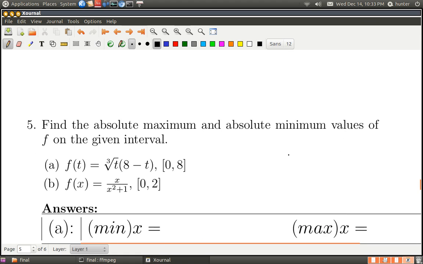Now what I do is I take my list of critical points, which includes 0 and 2, and I combine that with my set of endpoints, and I check the value of the function at each of those. So I need to check just 3 values here: f of 0, f of 2, the critical point, and f of 8.